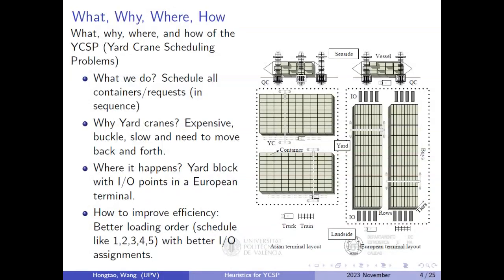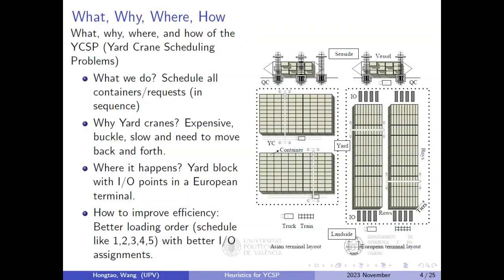Especially, we have extra input-output points in the European terminal layout. That's to say, all containers must pass by the input-output points here. And why do we focus on yard crane? Because this is the slowest, most bottlenecked and very time-costing part. It happens in the yard block within a European terminal. How do we improve the loading efficiency? We just input a very effective solution to our schedule.